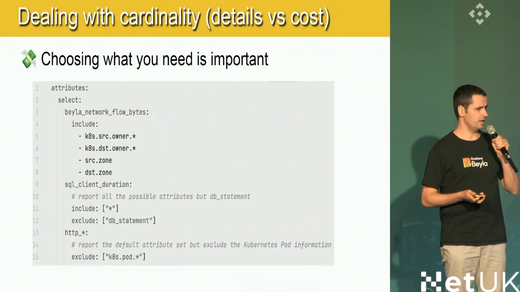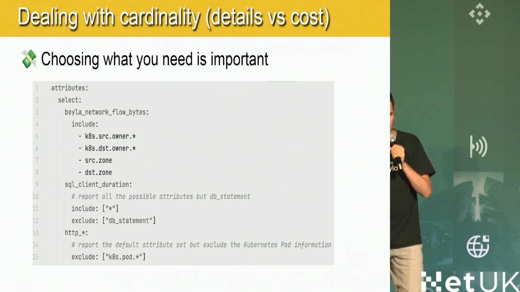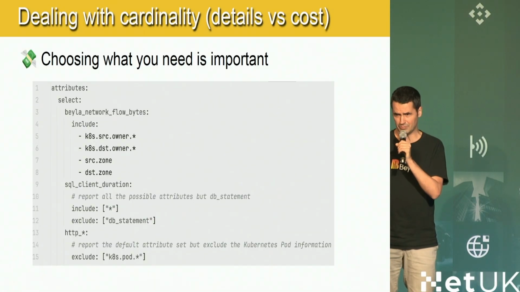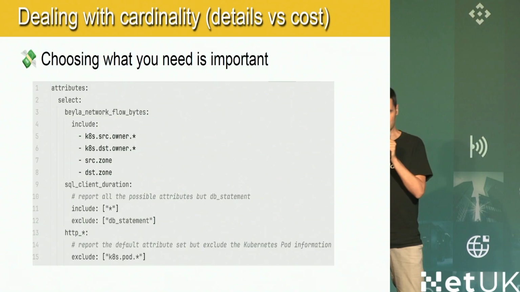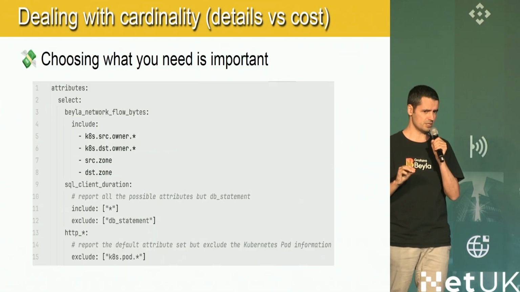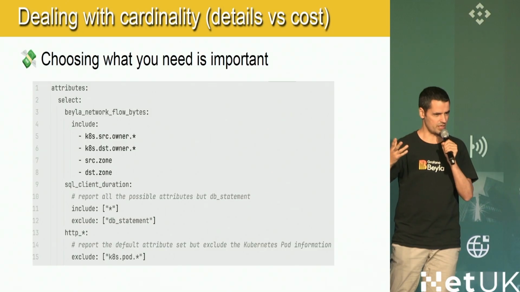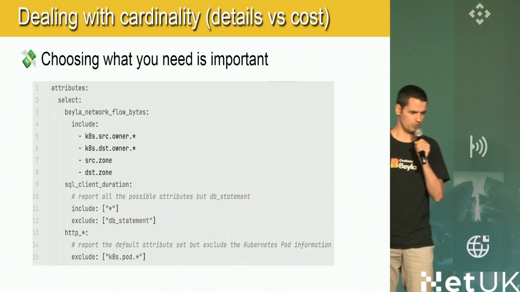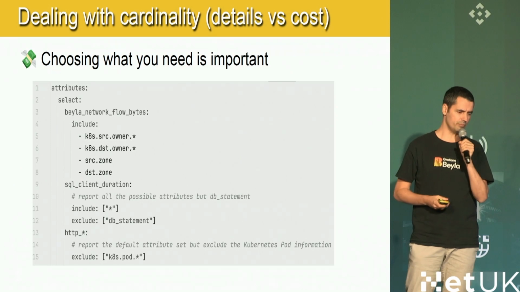So there is a thing named cardinality in most metrics databases. That means that the more combinations of attributes you store in your database, the more it will exponentially increase the size of your database and the cost of your database. So it's important, for example, to select which attributes are important to you.